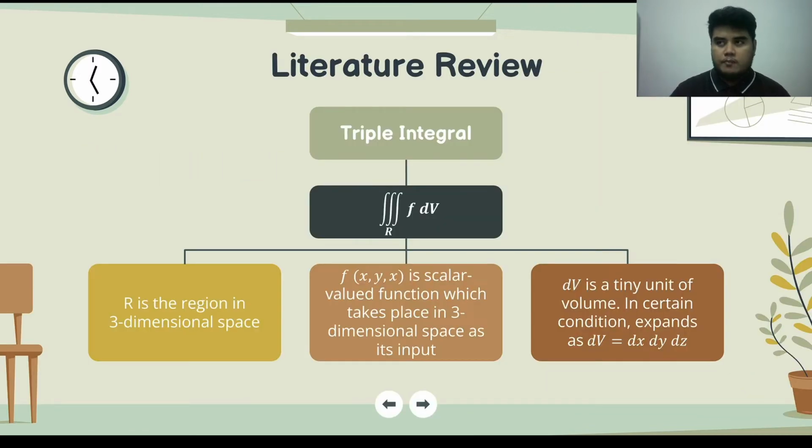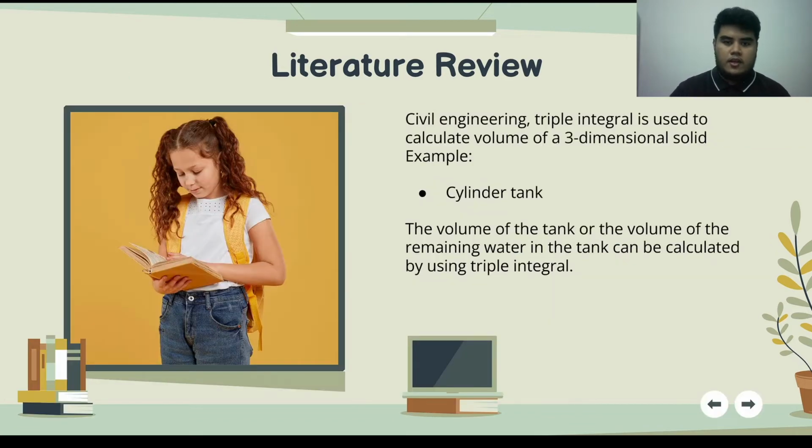And the triple integral can be written abstractly as the formula shown. R is the region in 3D space, and f(x, y, z) is basically the scalar value function, which takes the three-dimensional space as its input. And dV is basically the volume, and in certain conditions, it can expand into dV equal to dx dy dz. Basically, in civil engineering, triple integral will be used for maybe a solid of a cylinder or a hyperbolic. But in our question, we'll be using the cylinder tank, and we can calculate the volume of the cylinder tank, or even calculate the remaining water in the tank.